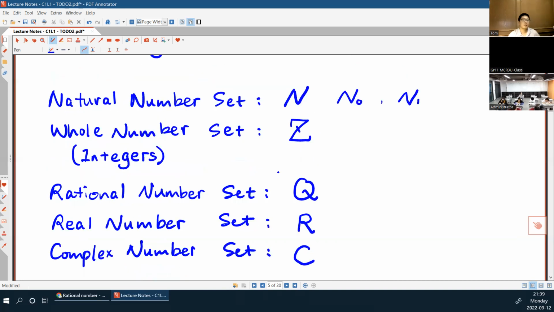All right. So anyone who is not familiar with the rational number set or complex number set, please raise up your hands. Okay, I'll repeat. If you are not familiar with the concept of rational numbers or complex numbers, please raise up your hand. No?